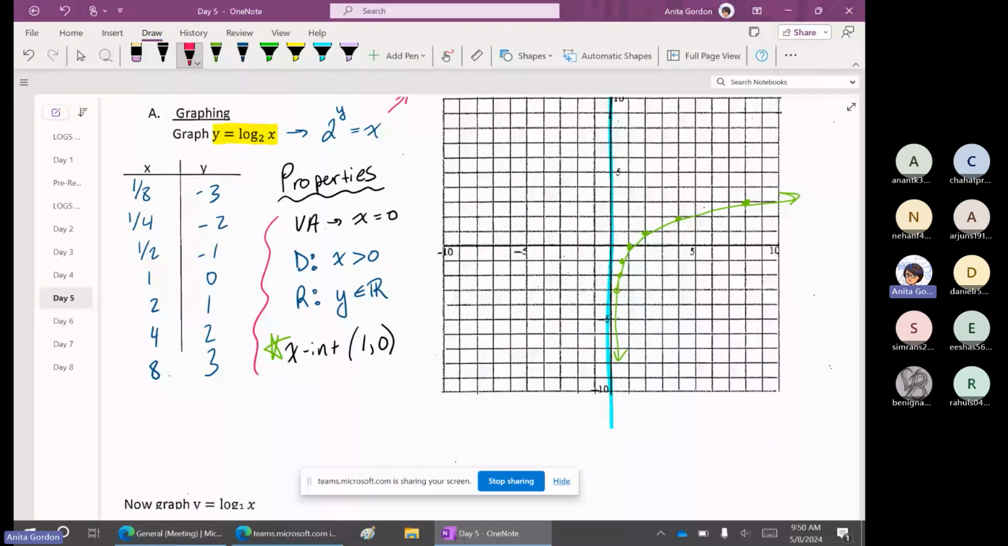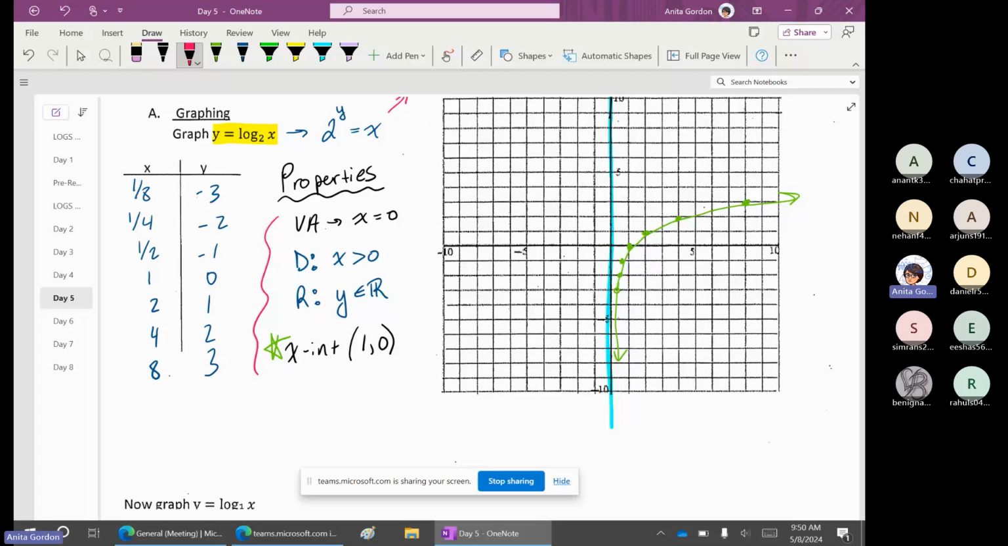And you'll notice that they're slightly opposite of the exponentials. For the exponential, we always had the y-intercept at 0, 1. The y value had to be positive. The x value was all reals. And we had a horizontal asymptote at 0 rather than a vertical one.